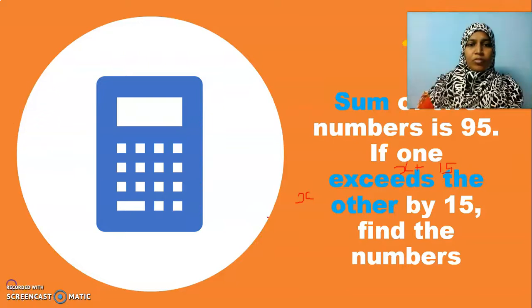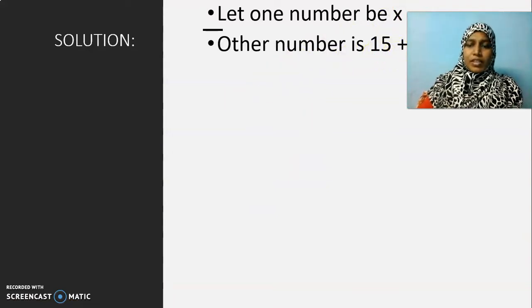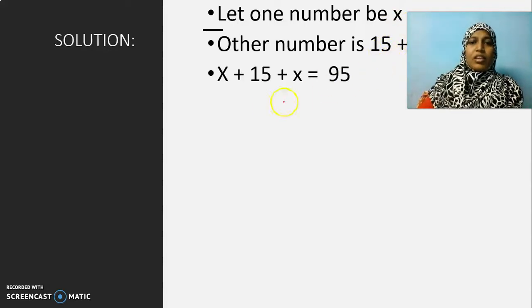Yes, children, now let's see the solution. Let one number be x. So the other number will be 15 plus x, since it exceeds the first number. If I find the sum of these two, x plus 15 plus x, we get 95. Is it clear, my dear children?